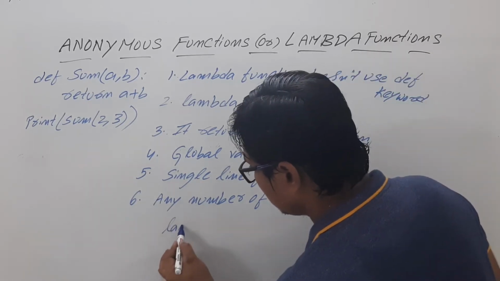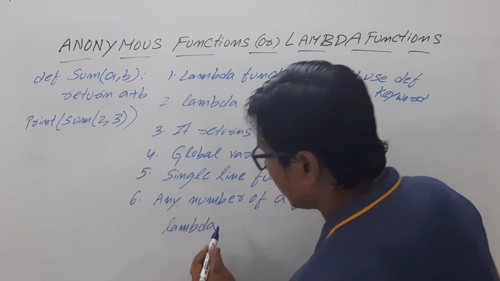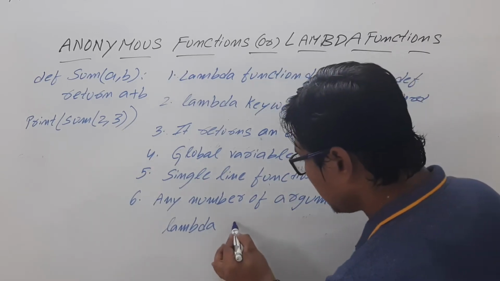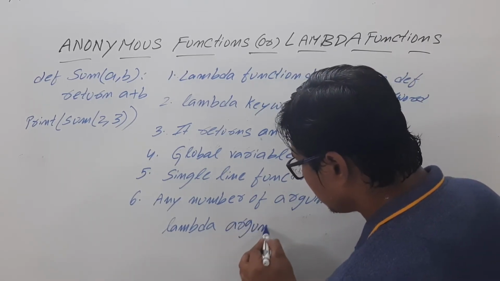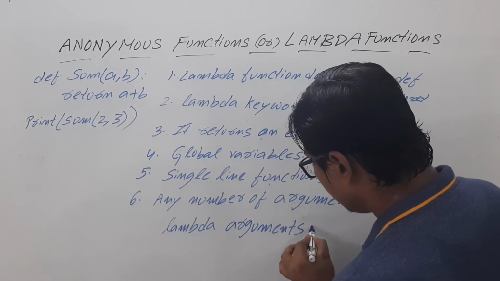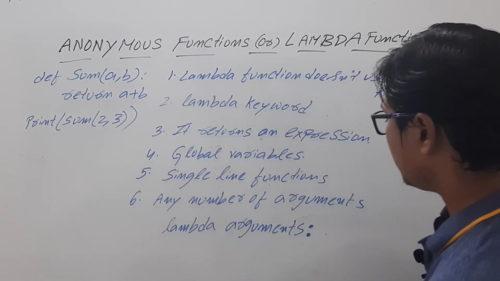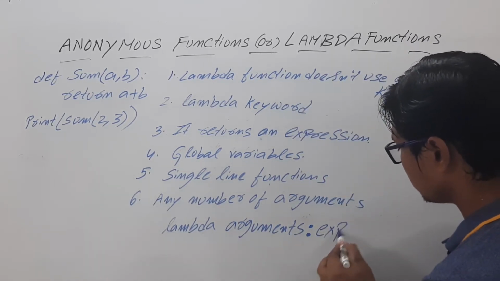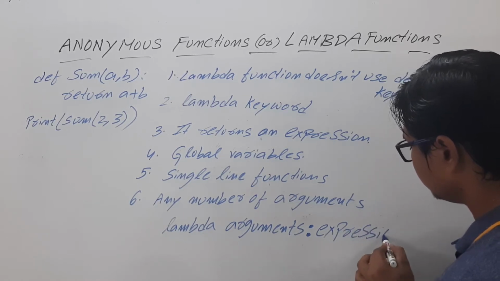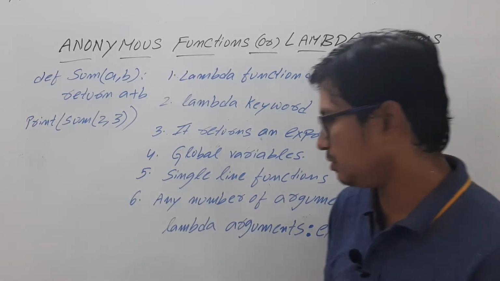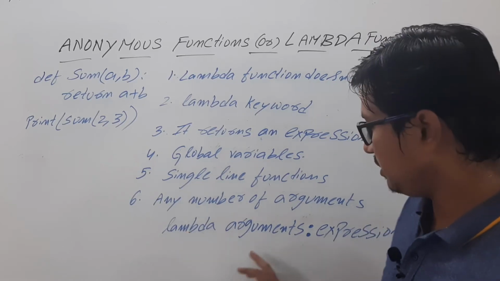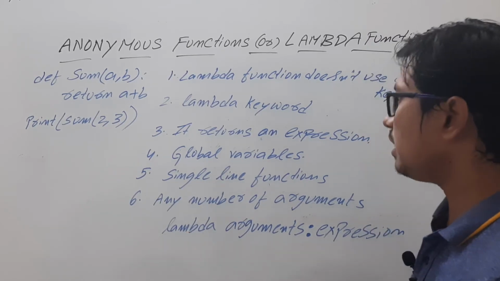Now let me discuss the generalized syntax. You will use the lambda keyword to define a lambda function, and then you will have the arguments. What are the arguments you want to give? And then you will have the colon, and then you will write the expression. So this expression it will return. I hope it is clear for you. So you will use the lambda keyword, a set of arguments and the expression.